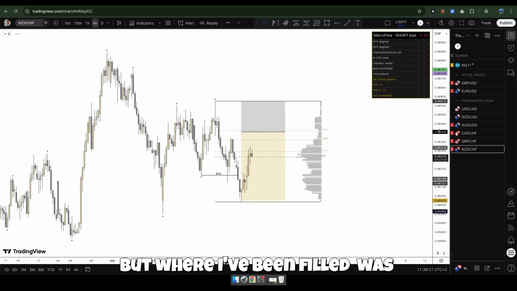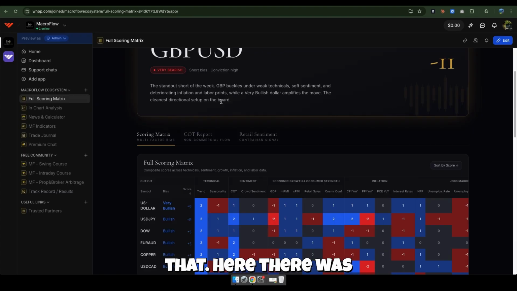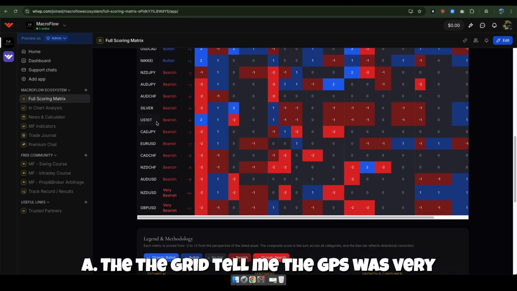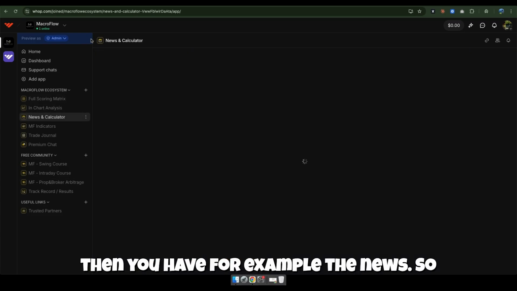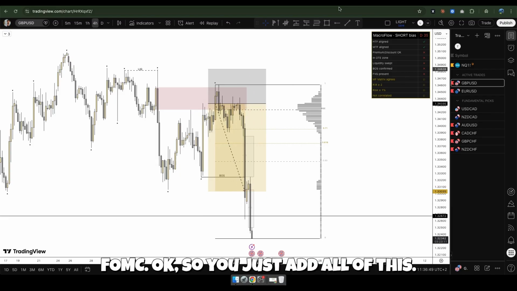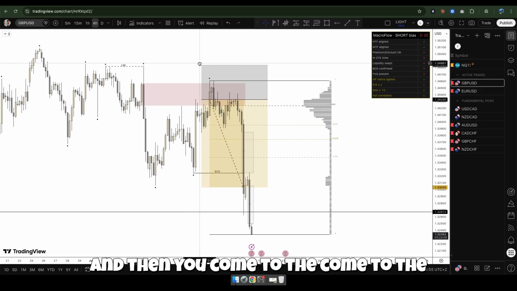Where I've been filled instead was USD and GBP/USD. So I showed you that the grid told me that GBP/USD was very bearish, so I was looking to short it. Then you have, for example, the news. Wednesday, yesterday, where you see this big candle, we had the FOMC. So you just add all of this, and then you come to the chart.